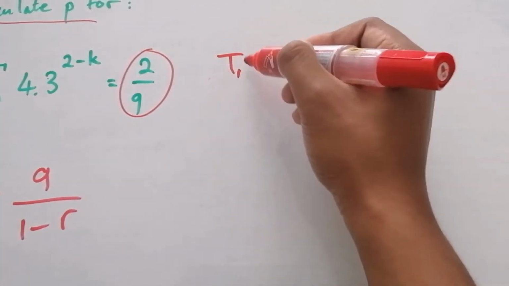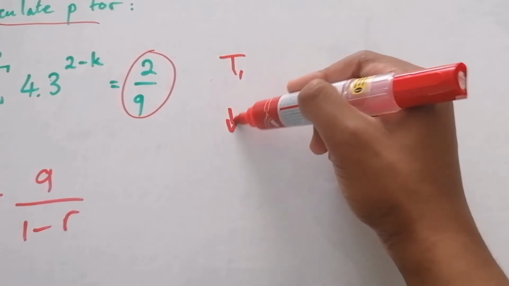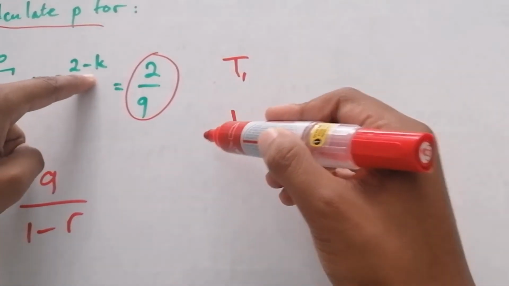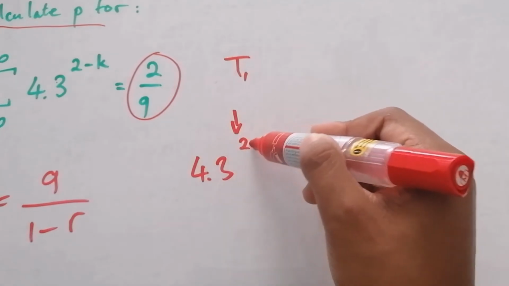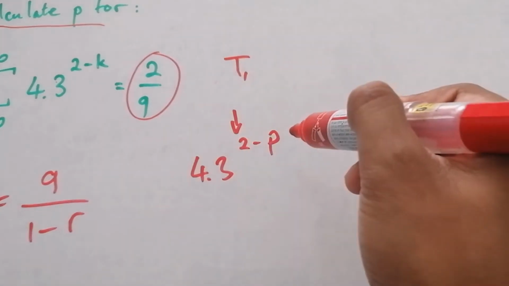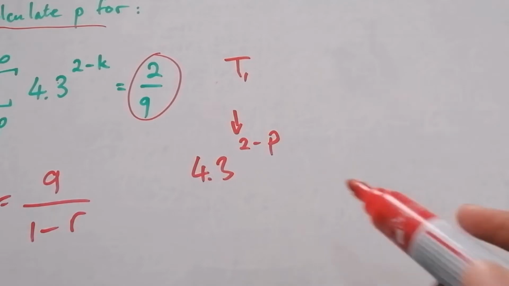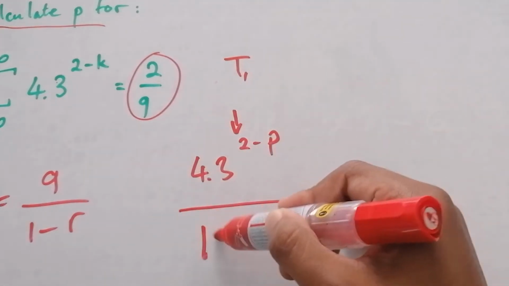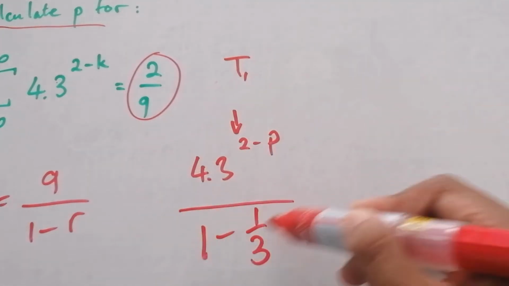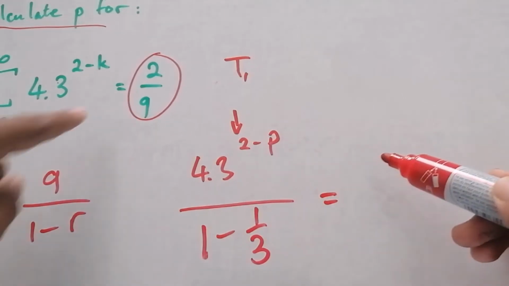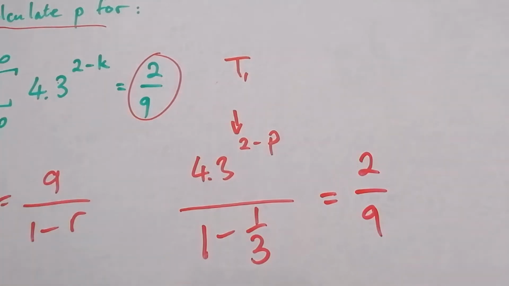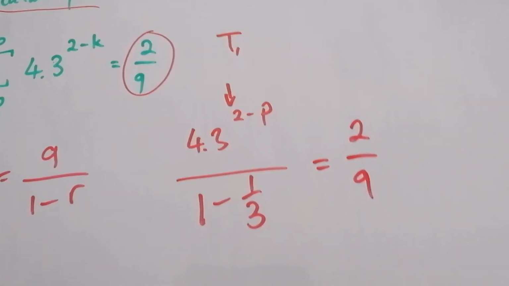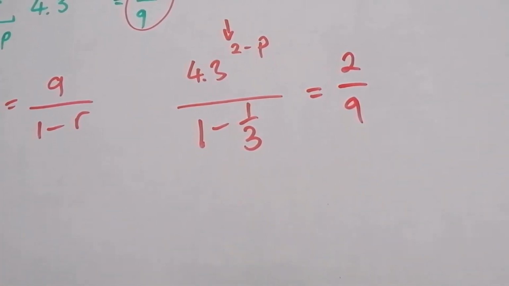Okay, so the first term for this sequence is going to be, if I substitute k with p, that gives me 4 multiplied by 3 to the power of 2 minus p. So this is my a, this is my first term. And this will be over 1 minus r, which is our ratio, and this is equal to the number that they gave us over there, 2 over 9. And so now we just need to solve this equation.